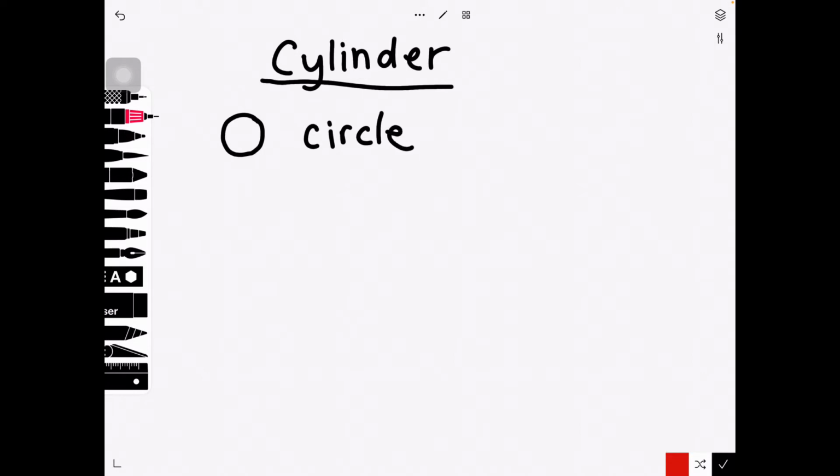When we draw a cylinder on a flat surface, like our iPad or our sketchbook, we're not going to actually use a circle for the top and bottom. We're going to use this shape. See if you know its name. Ooh, do you know the name of this one?